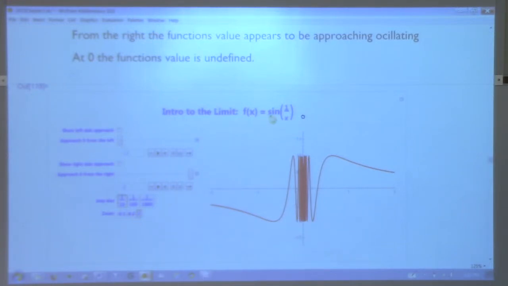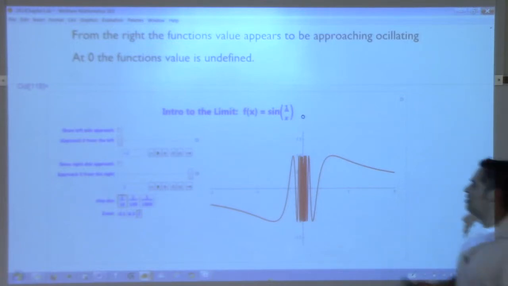Okay, this is the graph of sine of 1 over x. Do they also call that graph the lasso? You can call it whatever you want.